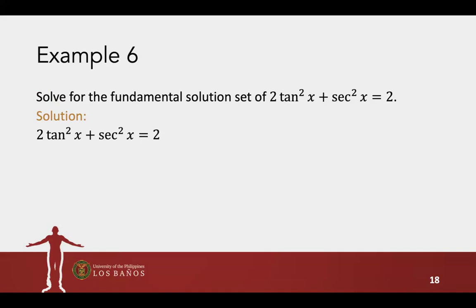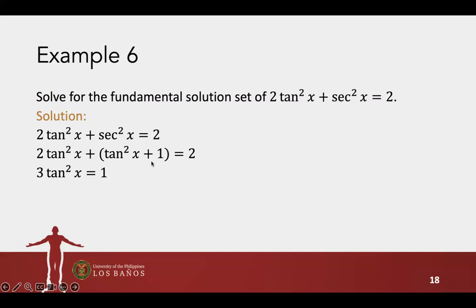So for this solution, we are going to change secant into tangent. And using our Pythagorean identity, we know that secant squared x is equal to tangent squared x plus 1. So we just replace secant squared x by tangent squared x plus 1. And then right after, we now combine like terms. So we have here 2 tangent squared x plus tangent squared x. So that is 3 tangent squared x. And then we have 1 here.